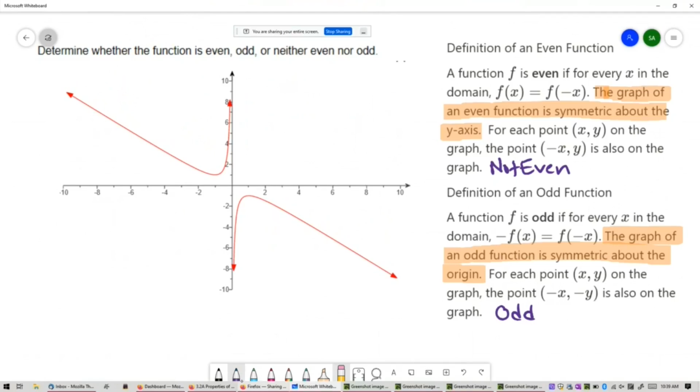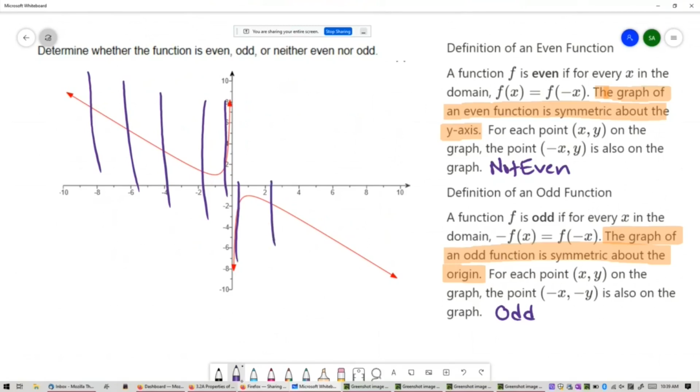So we want to double check that this is a function by doing that vertical line test. And every vertical line that I draw is intersecting the graph in just one place. So this is the graph of a function.